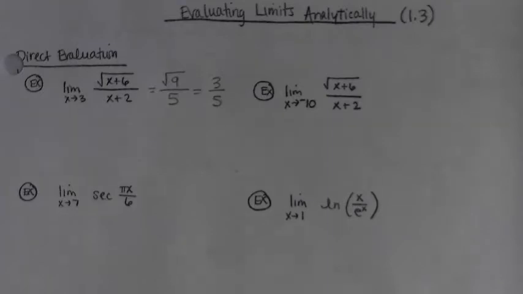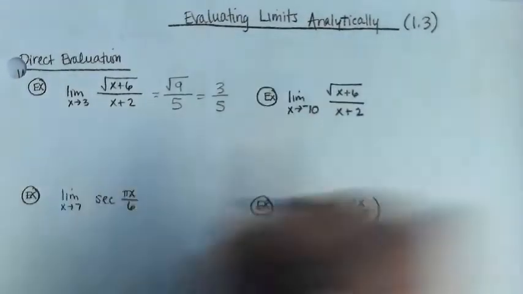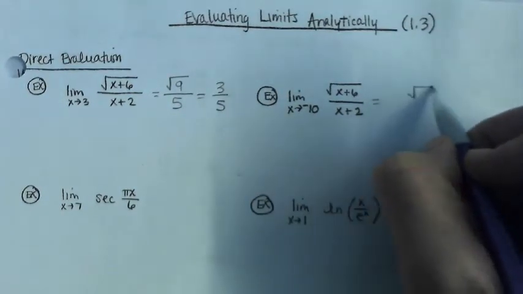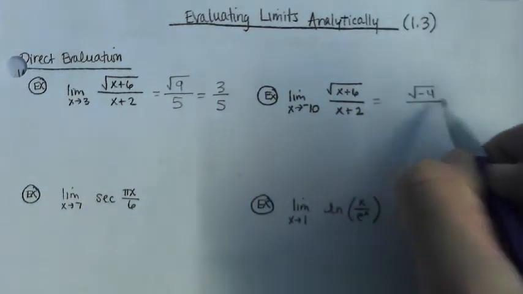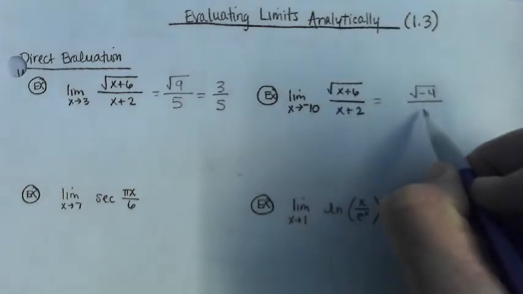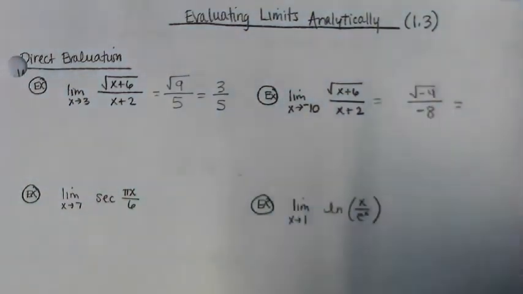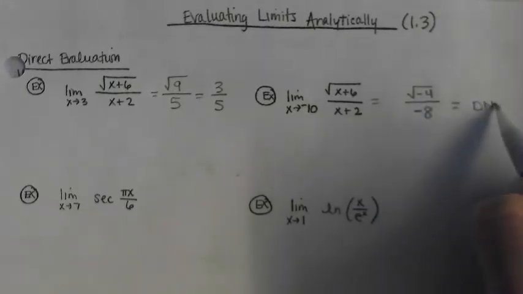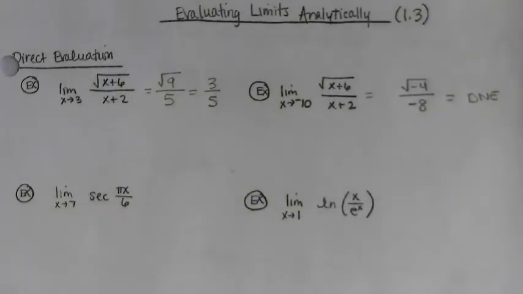In the next exercise, -10, is there any problem? Oh, it's the same function, just -10. So you get the square root of -4 over -10 plus 2, which is -8. So this is imaginary, and we don't talk about imaginary numbers much with limits at all. So this just is, it does not exist.